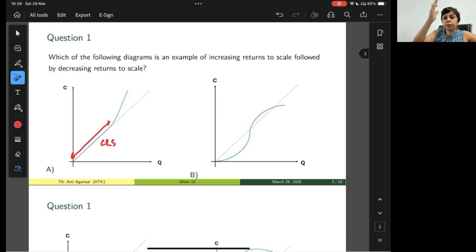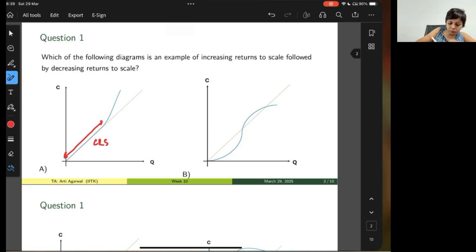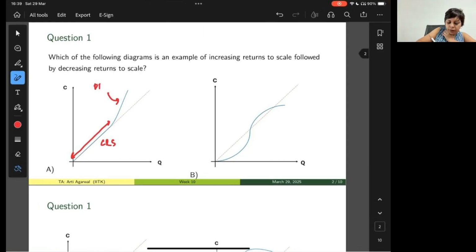And then it is going up above the 45-degree line. So your basic magic rule is that you just draw the 45-degree line. The 45-degree line is constant returns to scale. If it is steeper, above or steeper than the 45-degree line, it is decreasing. And if it is flatter or below the 45-degree line, it is increasing returns to scale. So this part is decreasing returns to scale, right?